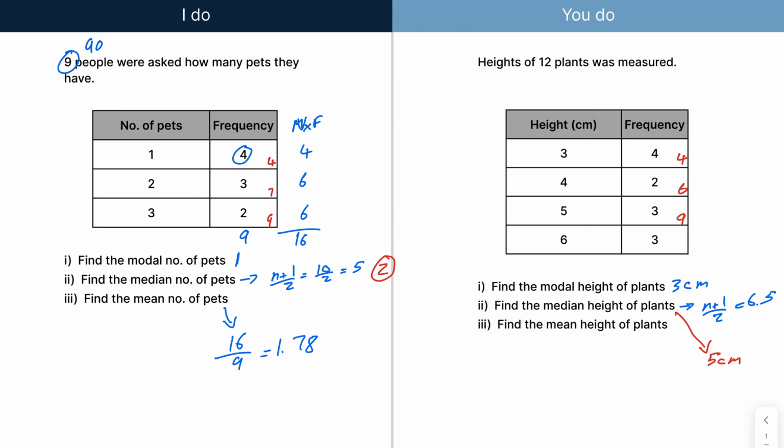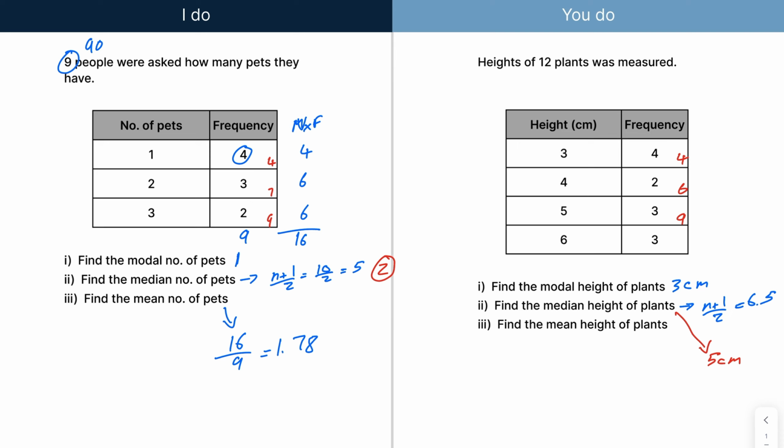Okay, so that formula gives us the position of the median, and then we have to go and find it. And just as a reminder, this is 4, that's where that came from. The 6 is these 2 added together. The 9 is these 3 added together. The reason I stopped here is because I was looking for 6.5 and I found it. Okay. So the final one is mean.